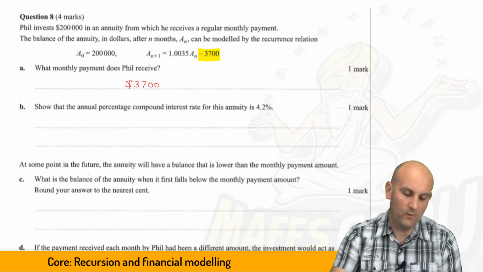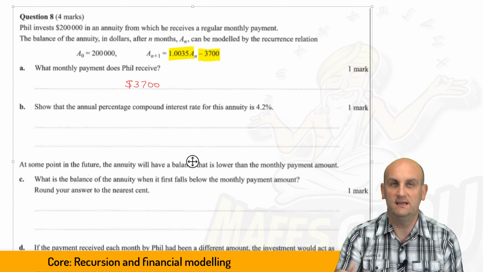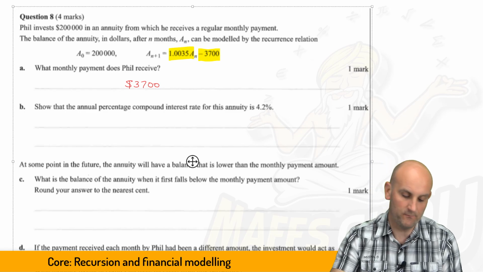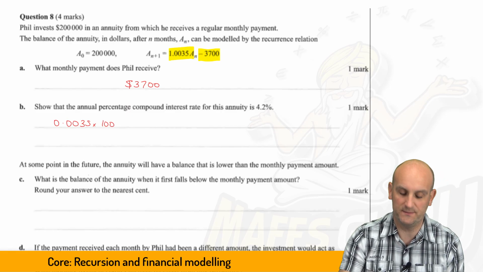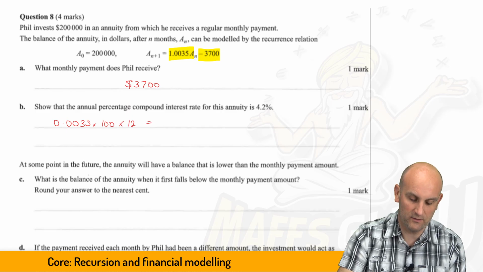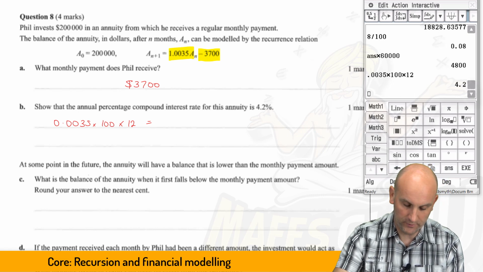Show that the annual percentage compound interest rate for this annuity is 4.2%. Well, we know that this multiplier here, this 1.0035, is the multiplier. So I know that if I do 0.0035, which is per month, and I times that by 100 to give me a percentage, and times that by 12, let's just check, 0.0035 times 100 and times by 12 gives me 4.2%.